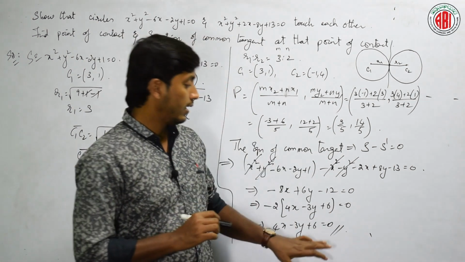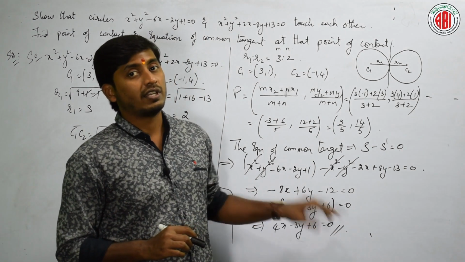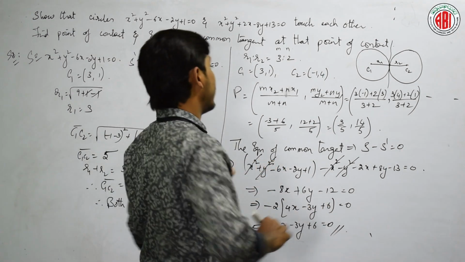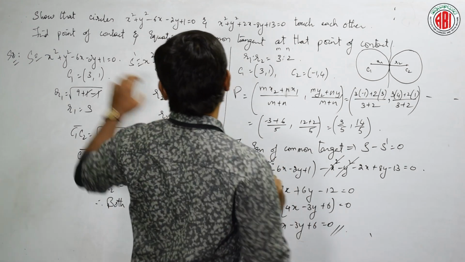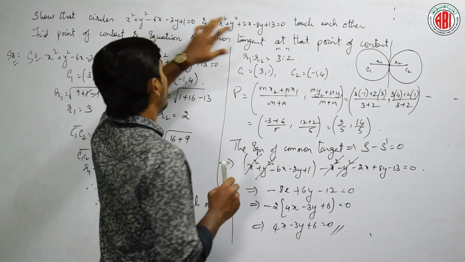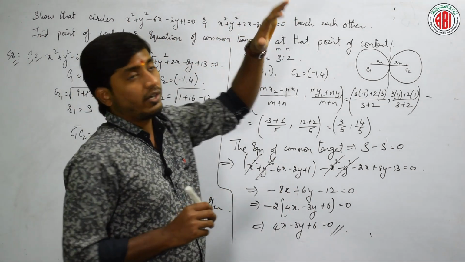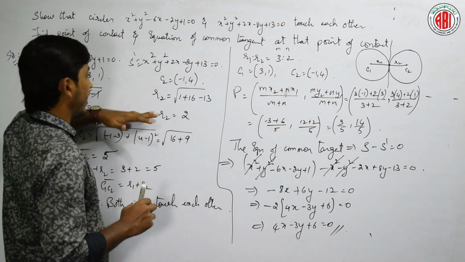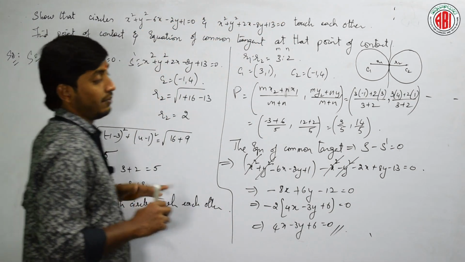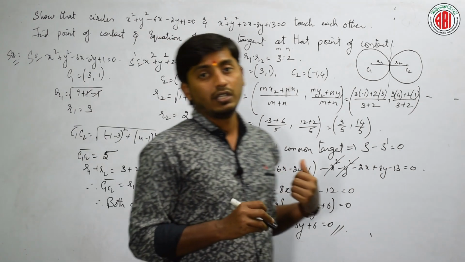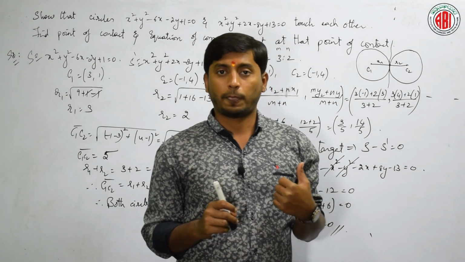Is it right? Did you understand till here? What is the main thing we have to remember? First, read the question, do not get confused. He clearly told us to show that two circles touch each other. How do we do that? We find the centers and radii, and check whether C1C2 is equal to R1 plus R2 or not.